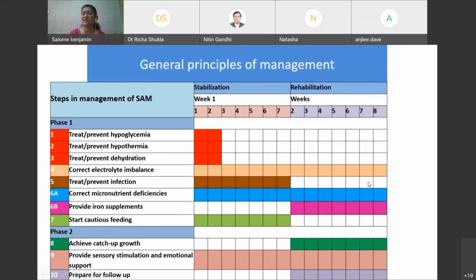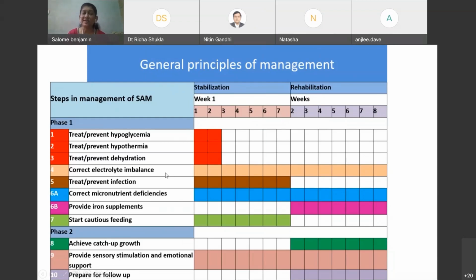This is done not only in the stabilization phase, but even in the rehab phase, correction of electrolyte imbalance. Then the fifth step, you will treat and prevent infection, very important. The antibiotics will be started by the pediatrician. Sometimes pediatricians also do not have knowledge of treating SAM, because SAM identification is not done, and it is just taken as failure to thrive, and they treat with a high or fast infusion of electrolytes, and the child will have a fluid overload and succumb to it.